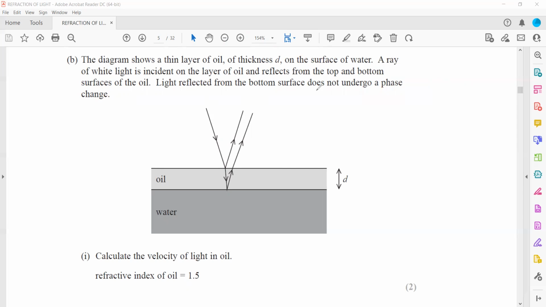The light reflected from the bottom surface does not undergo a phase change. Only this one undergoes a phase change.